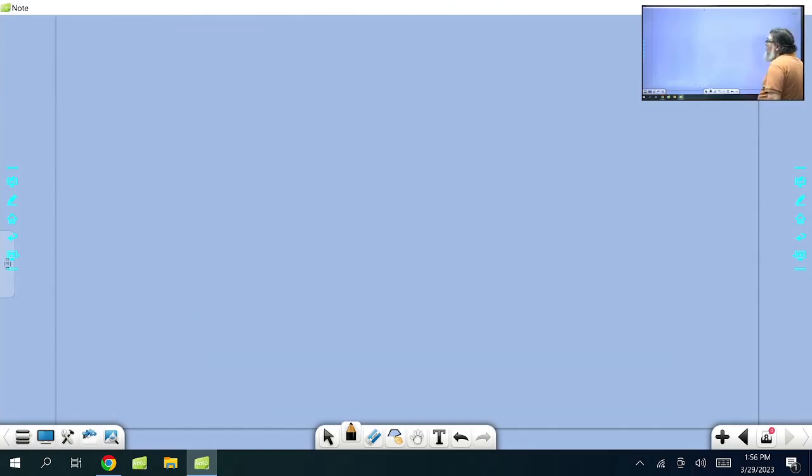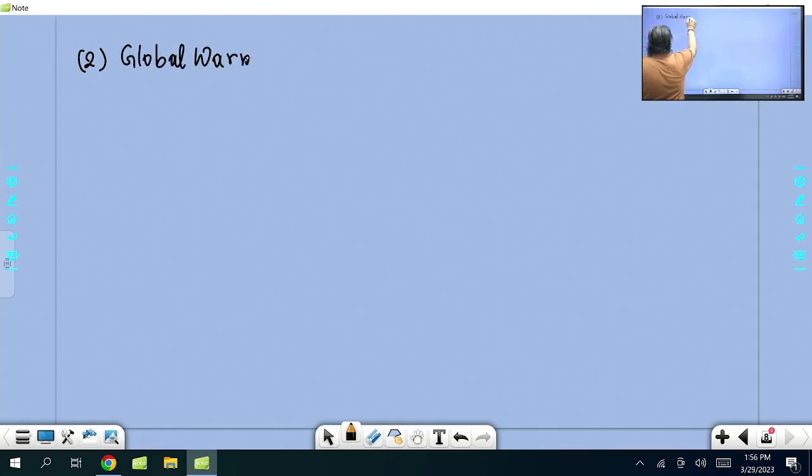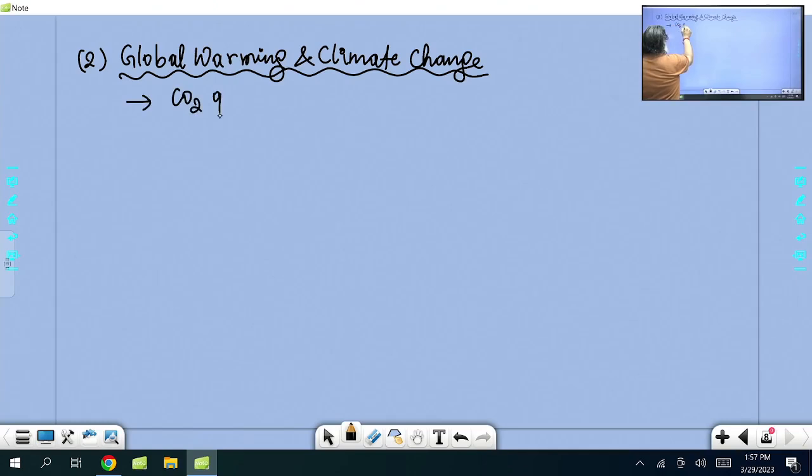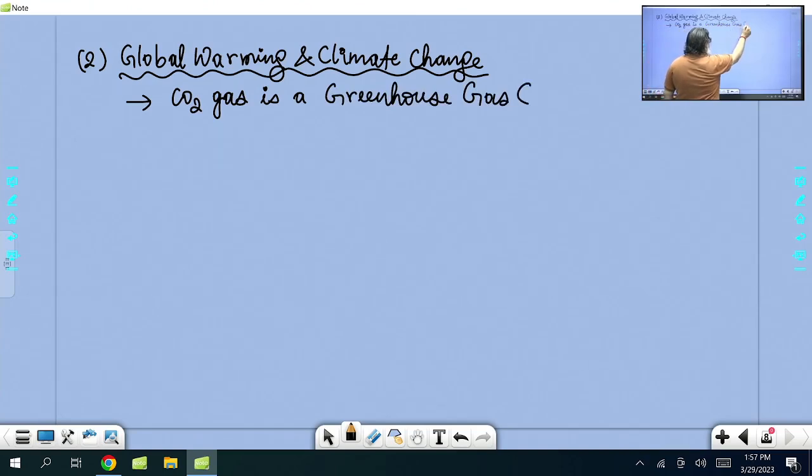Now I will go to global warming and climate change. You all know that carbon dioxide is a greenhouse gas, right? You are all aware that CO2 is a greenhouse gas. And what does this kind of gas do? Greenhouse gases trap heat, trap infrared radiation, right?